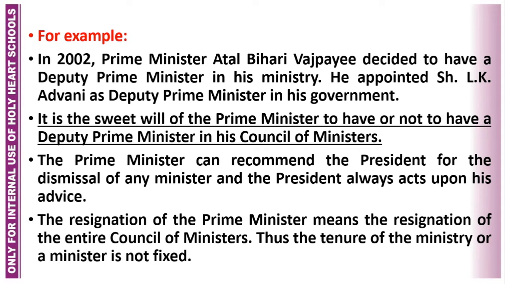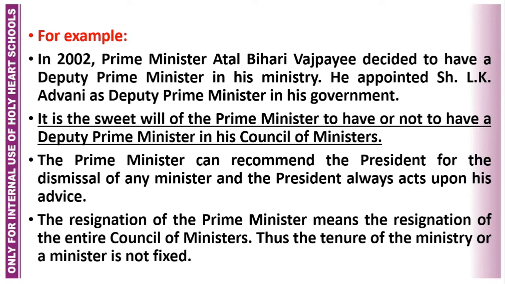Otherwise, our constitution is not providing that there is a compulsion to have a deputy prime minister. It is the sweet will of the prime minister to have or not to have a deputy prime minister in his council of ministers. The prime minister can recommend the president for the dismissal of any minister, and the president always acts upon his advice. So you see, this point also makes the president a nominal head. He is nominal executive because he is to act on the advice of Prime Minister.